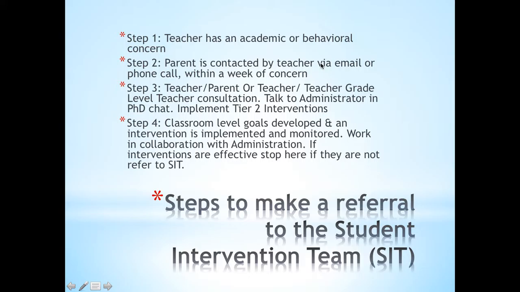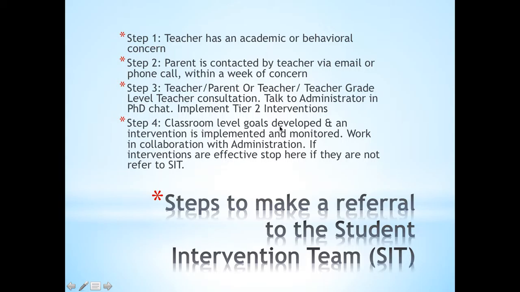So basically the steps to make a referral: first, as a teacher, if you have an academic or behavioral concern, then you want to contact the parent to talk with the parent, and you already do those things. And then once you've done that, the teacher, the parent, or the grade level, you have some sort of consultation. Typically, we look at that with an administrator in the form of the PhD chat, and you're talking about your interventions. What that means is, in terms of pull out, one-on-one, or not pull out, small group instruction, different things that you're doing to address the behavioral or the academic concerns. Maybe the student, if it's behavior, you have them on a contract or something like that.